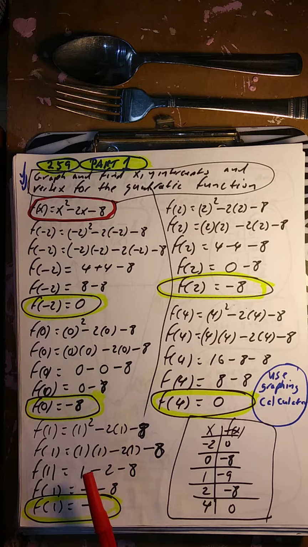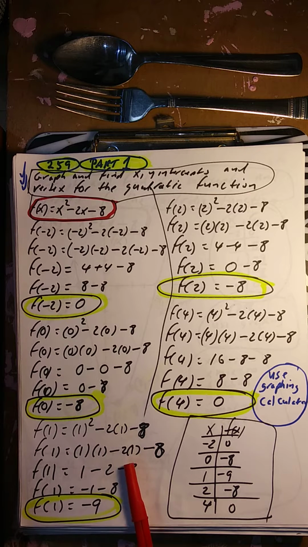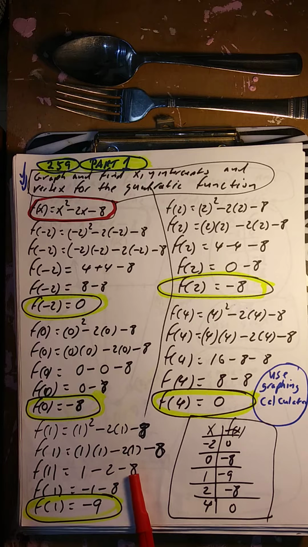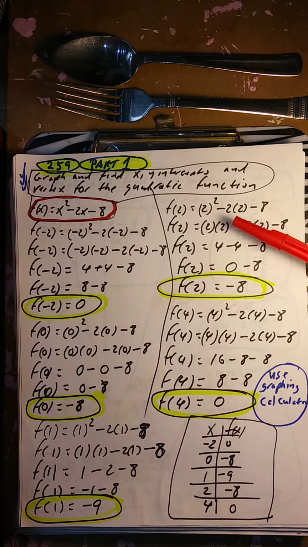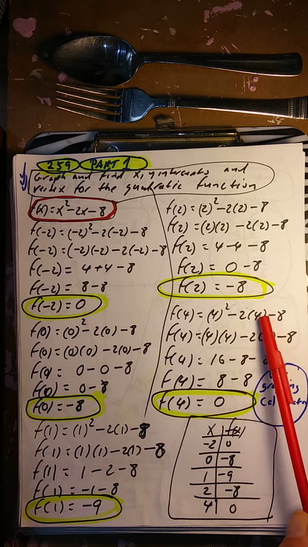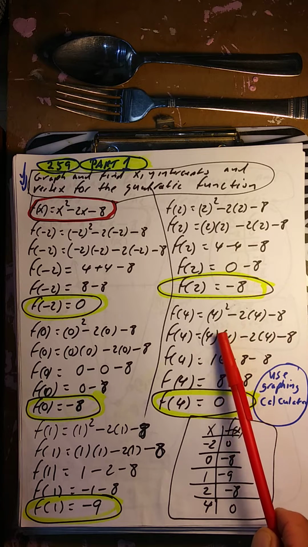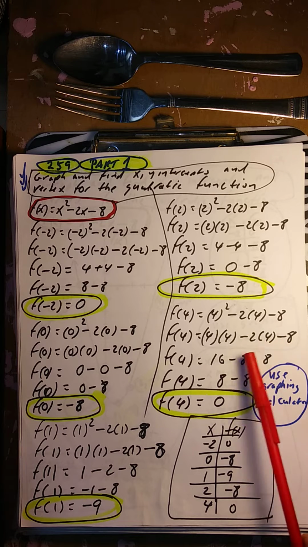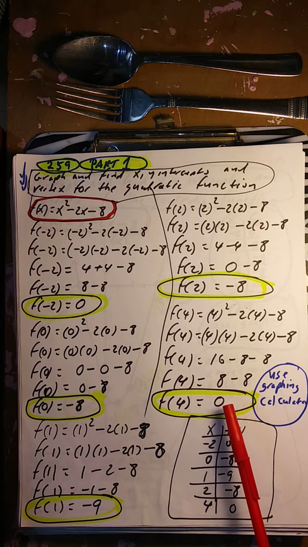Put a 1 in there. 1 times 1 is this. That's going to be this. So it's going to be 1 minus 2 minus 8. That's going to be -1, -8, -9. Over here, put a 2 in there. Same thing, work it out. 2 times 2 is 4. 2 times -4. 4 minus 4 is 0. 0 minus 8 is -8. Put a 4 in there, some number. So you have 4 times 4 is 16 minus 8. So that's going to give you 8 minus 8 is a 0.